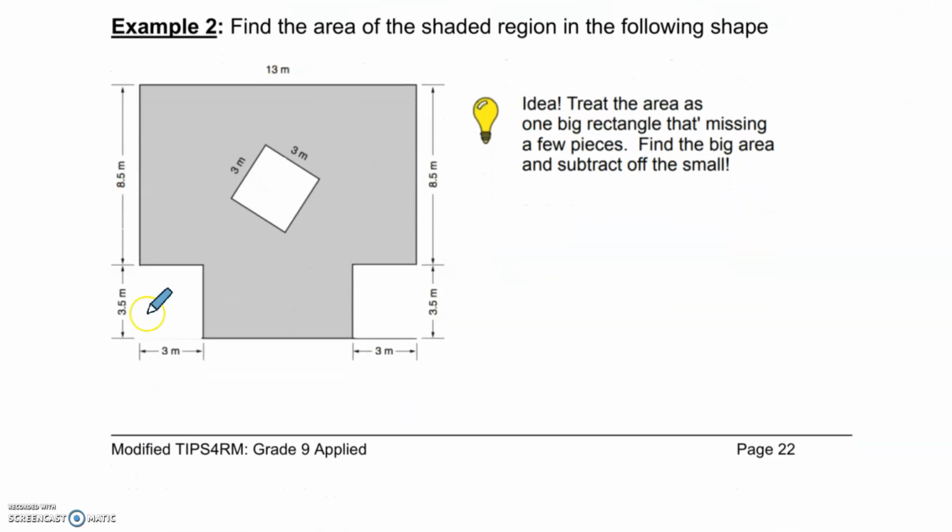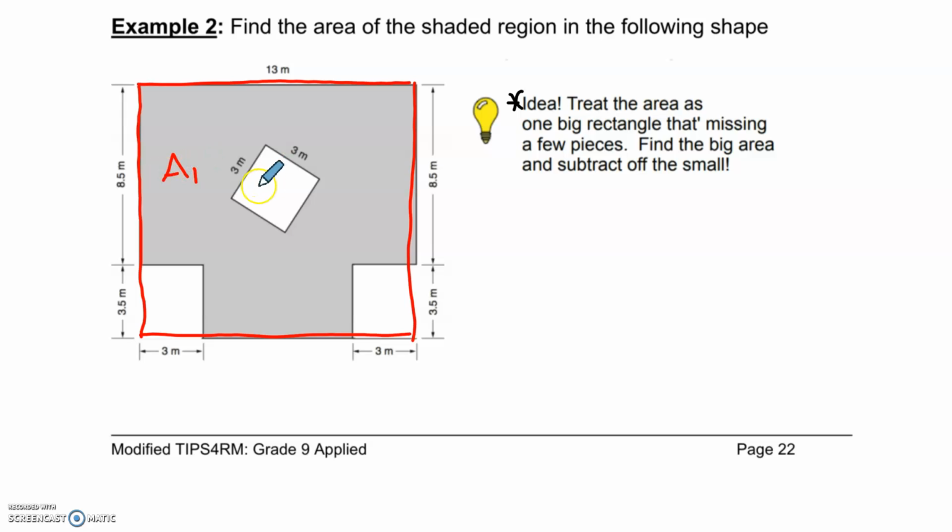Example 2, this is a composite figure. It says to find the area of the shaded region in the following shape. So it says here, we have a little idea that we can do. We can treat the area as one big rectangle that's missing a few pieces. Find the big area and subtract off the small. So in red, I'm going to outline, we're going to think of this as one big rectangle like this. And that is going to be my area 1.